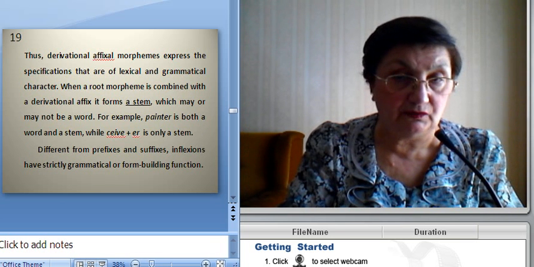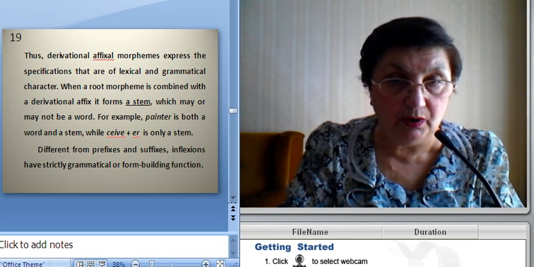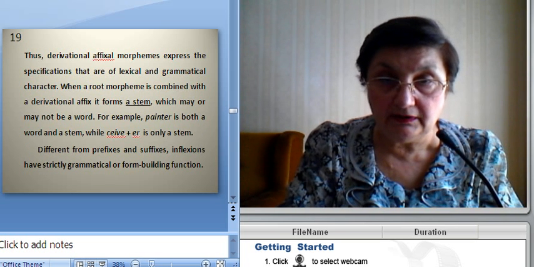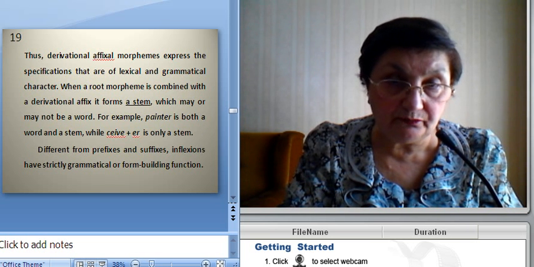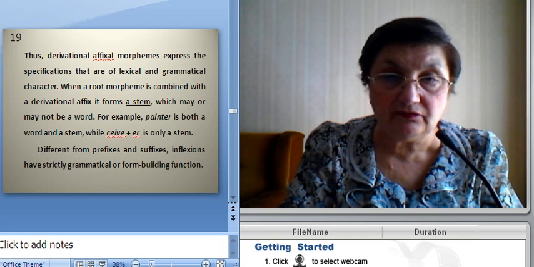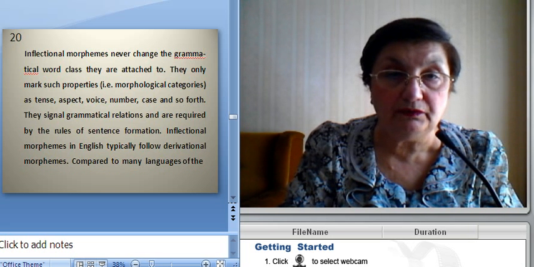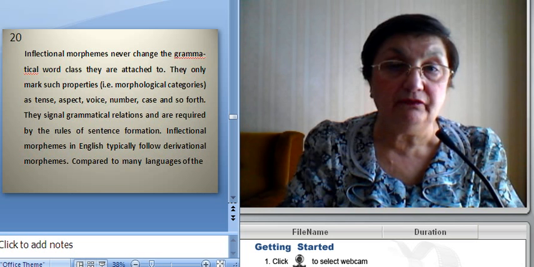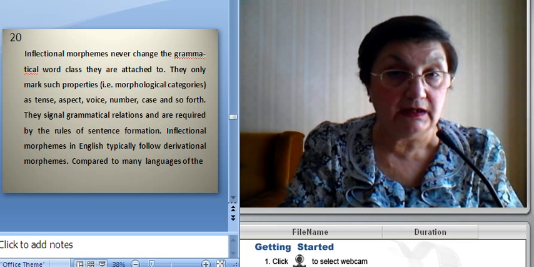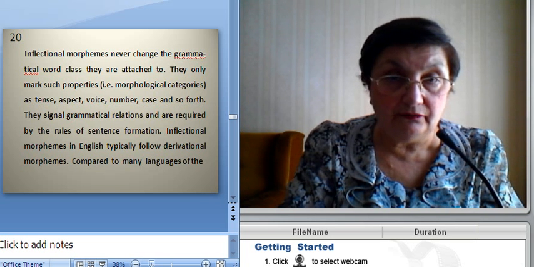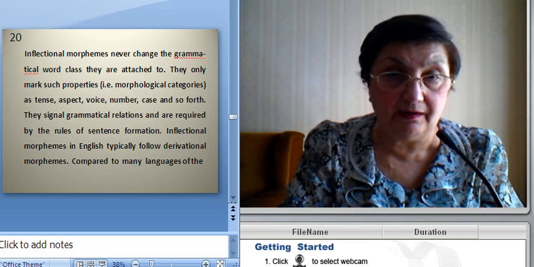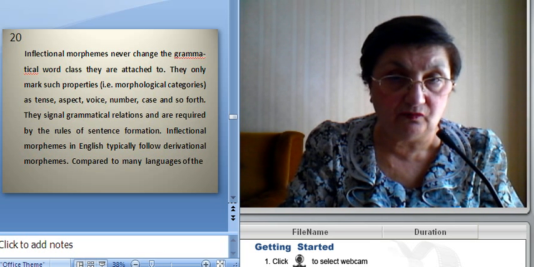Different from prefixes and suffixes, inflections have strictly grammatical or form-building function. Inflectional morphemes never change the grammatical word class they are attached to. They only mark such morphological categories as tense, aspect, voice, number, case, and so forth. They signal grammatical relations and are required by the rules of sentence formation.